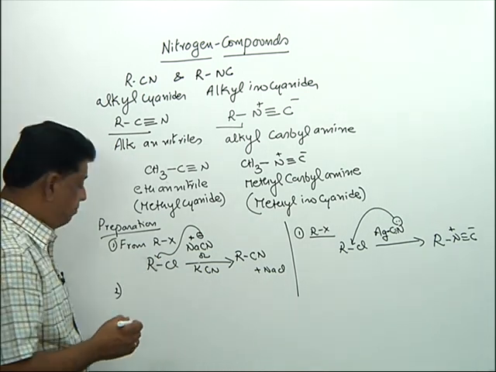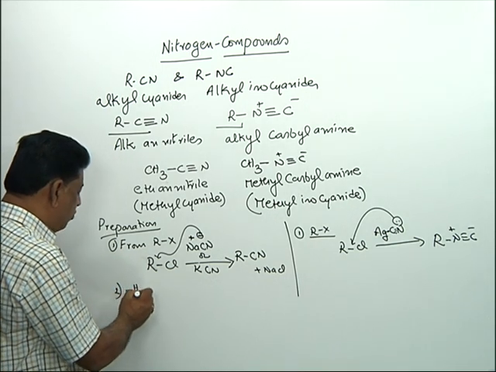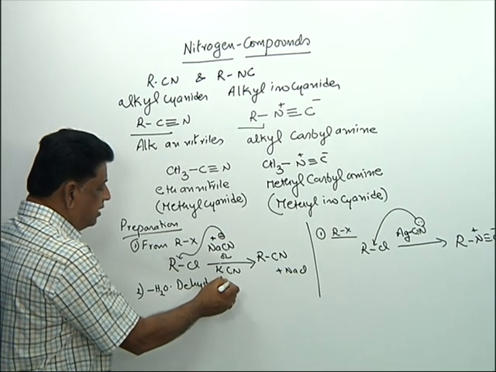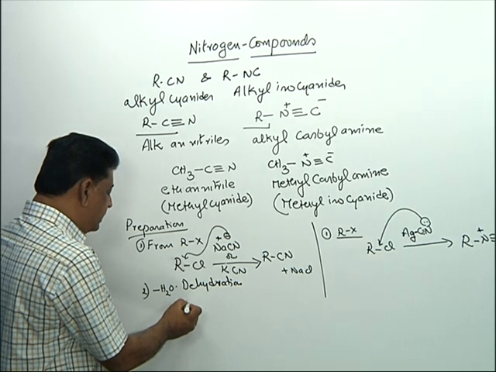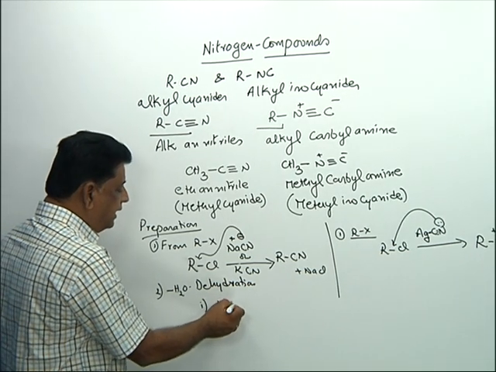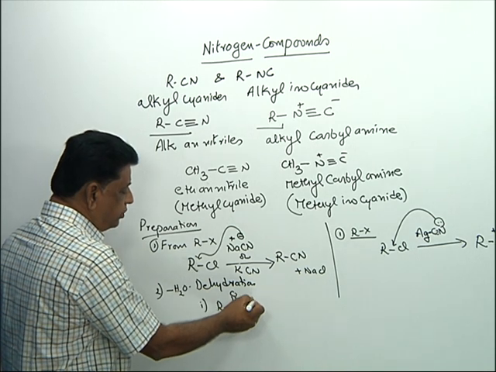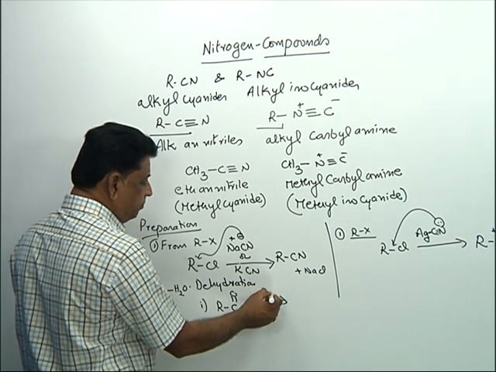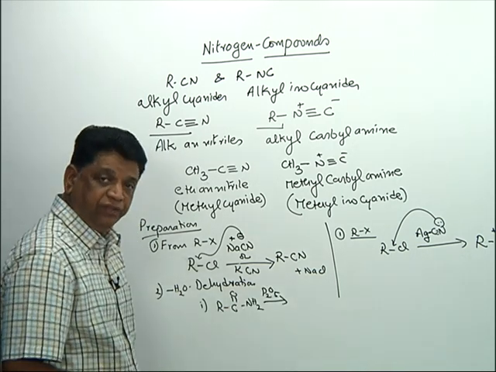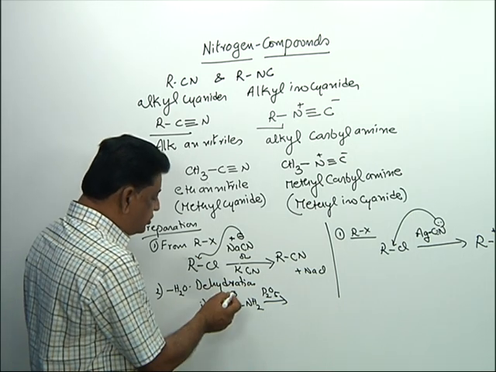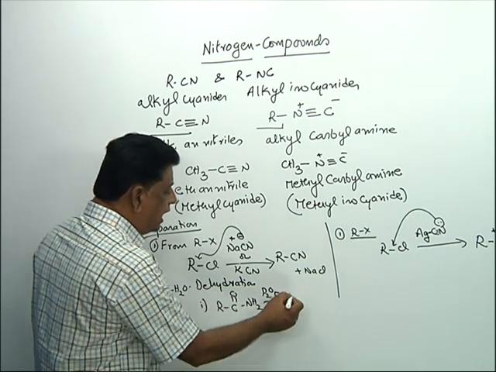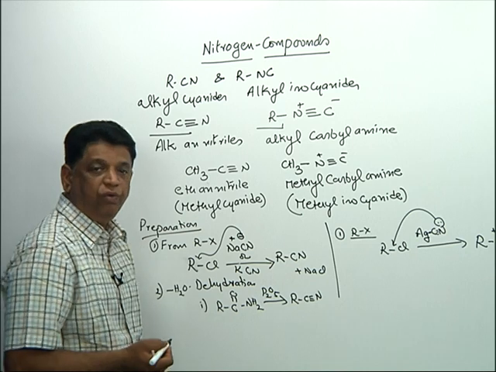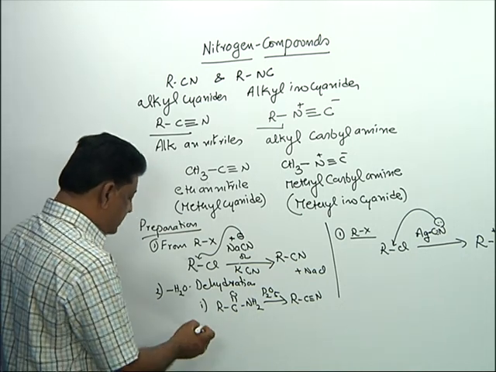Cyanides can also be prepared by removal of water. Removal of water methods are called dehydration methods. There are two such methods. One is dehydrating acid amides, RCONH2. When you use P2O5, the anhydride of phosphoric acid, it takes away H2O, the hydrogen and the oxygen are removed, and you get the cyanide. The water goes with the P2O5, which converts into the corresponding phosphorus acids.